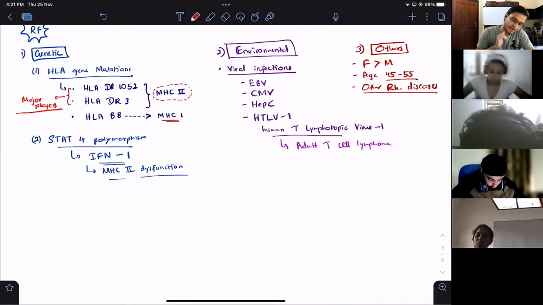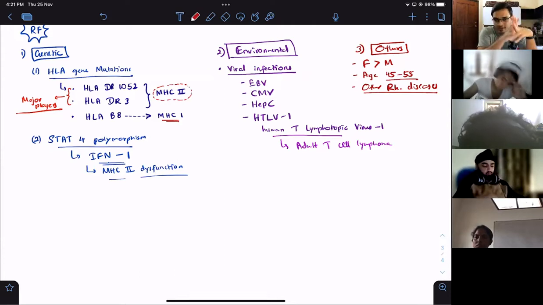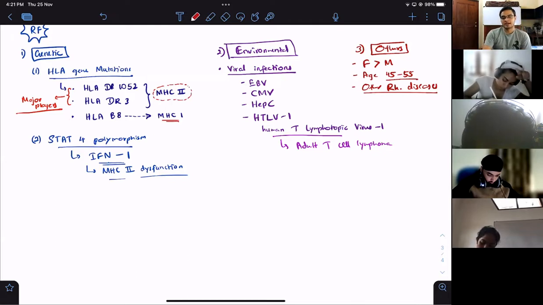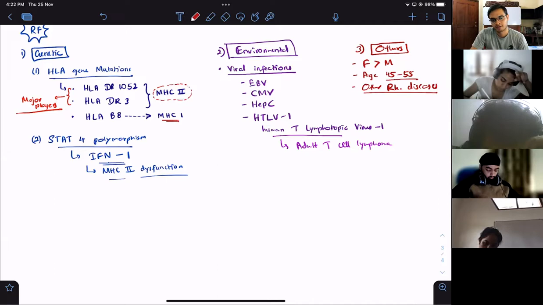Now, I will quote from Harrison. Harrison says this. Listen to this. Y'all can write this down. Pathogenesis of Sjogren's is believed to be triggered by an environmental factor activity on an already genetically susceptible individual. Okay, write that down.